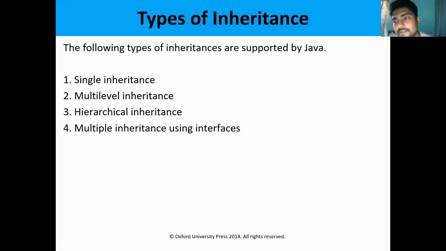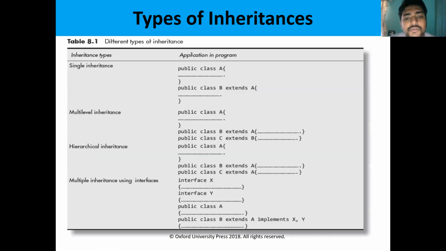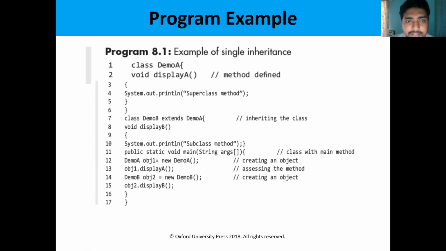Single inheritance means a single base class and a single subclass. Multilevel inheritance means class B extends class A, class C extends class B, and so on. Hierarchical inheritance means class B extends class A, class C extends class A, class D also extends class A. For all the subclasses, we have only one superclass. This is the syntax for inheritance.